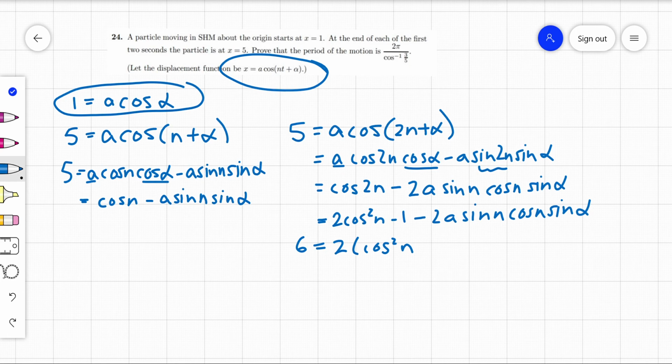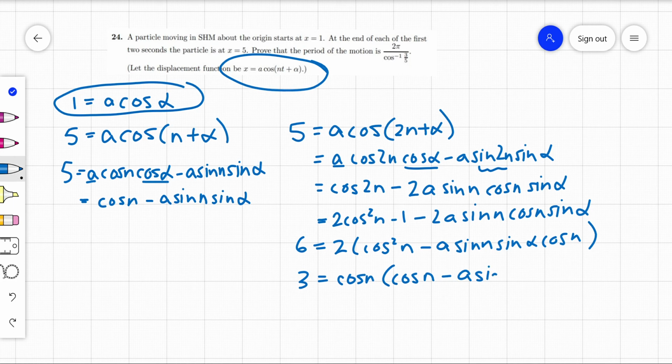All right, so that's a cos squared n, and that's an a sin n, sin alpha, cos n, just put in a different order. All right, so 6 divided by 2 is a 3, and that bit in brackets I'll actually divide by a cos n, so factorize, sorry, by a cos n. So cos n minus a sin n sin alpha. What do we have left here? Sin n, sin alpha. And that is exactly what this is.